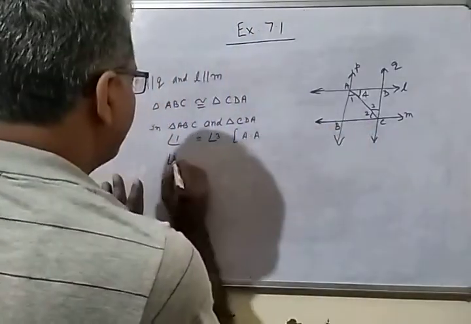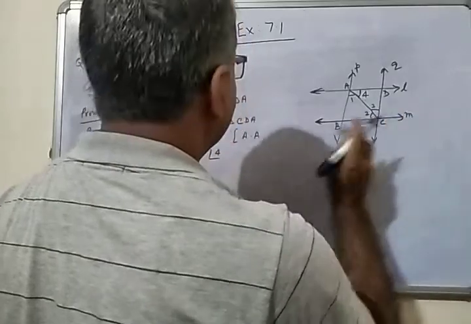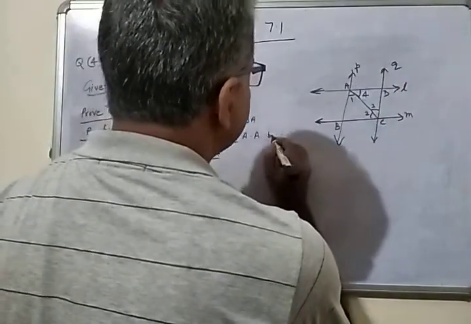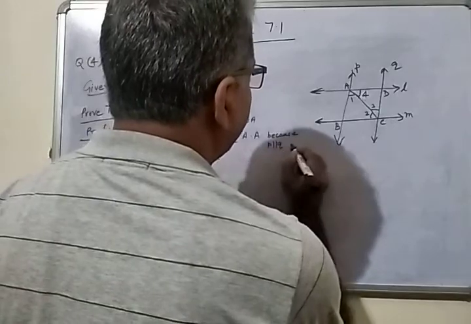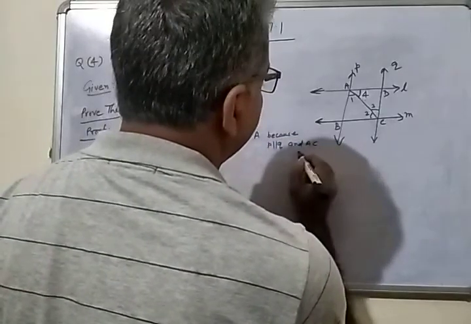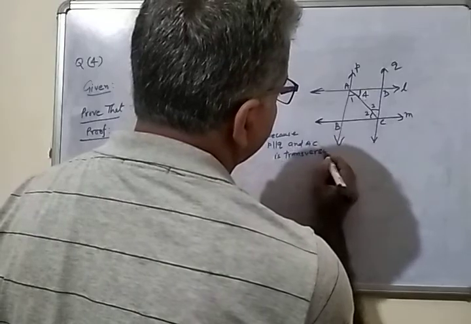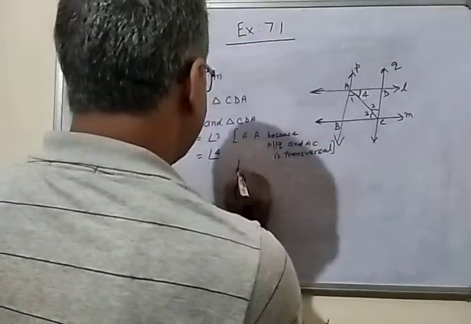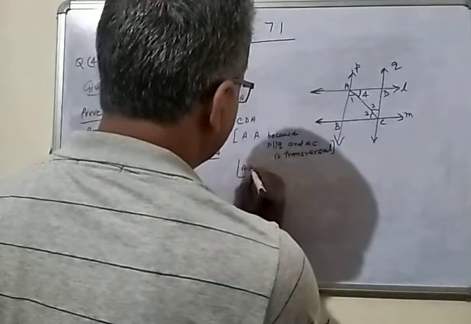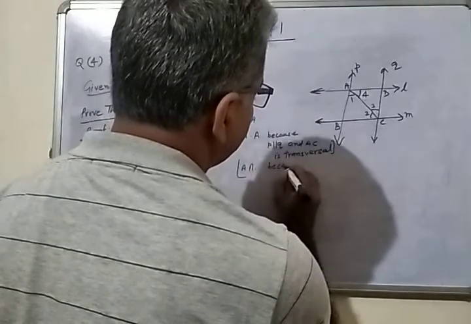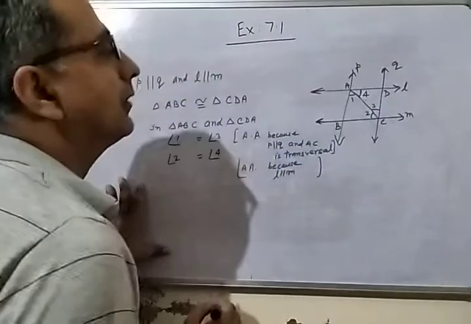And angle 2 equals angle 4. These are also alternate angles, because L and M are parallel and AC is transversal.